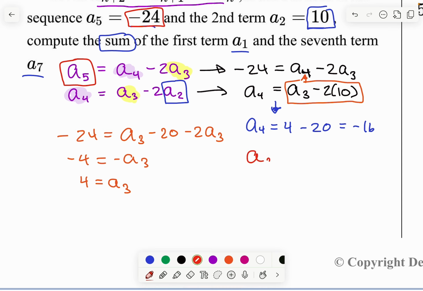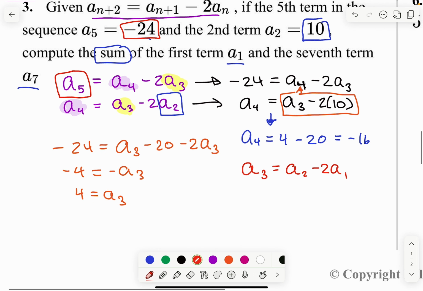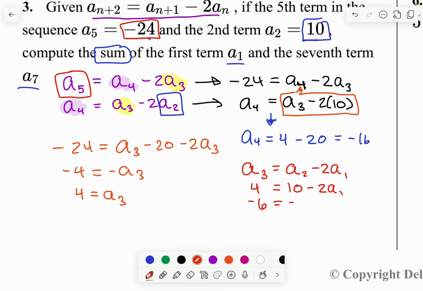Okay, so let's find A1, because we need that. I know that A3 is equal to A2 minus 2A1. That's from our relationship above. I learned A3 is a 4. I'm told A2 is a 10. Okay, and so I just need to find A1 here. If you minus 10 from both sides, you get negative 6. So dividing by negative 2, you get 3 is A1.